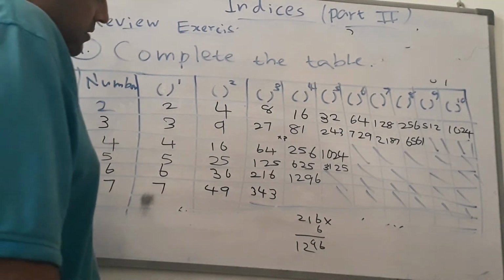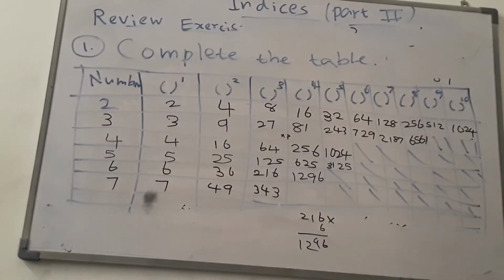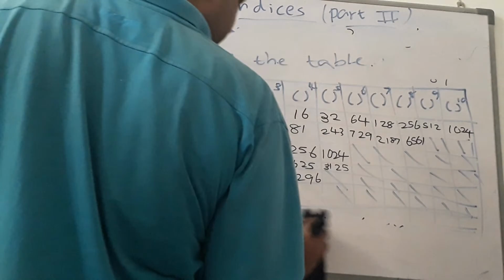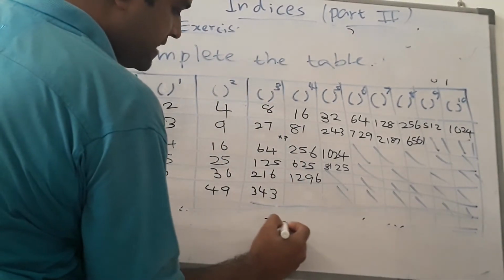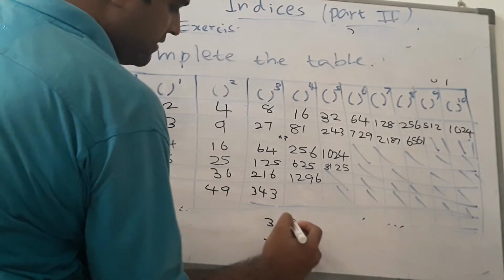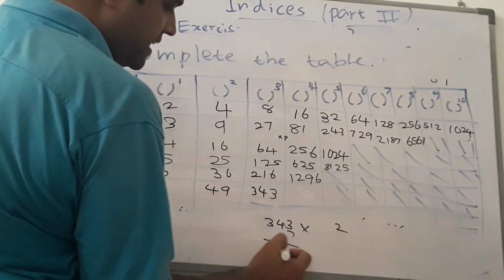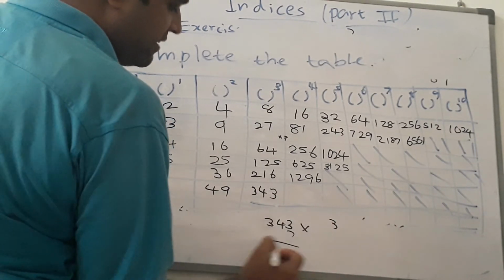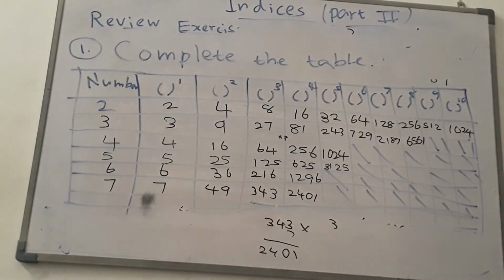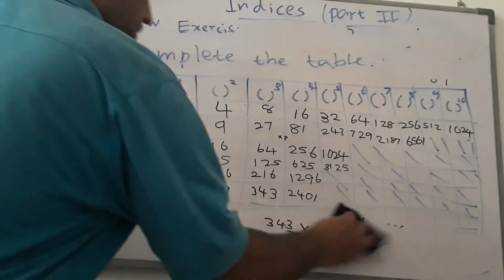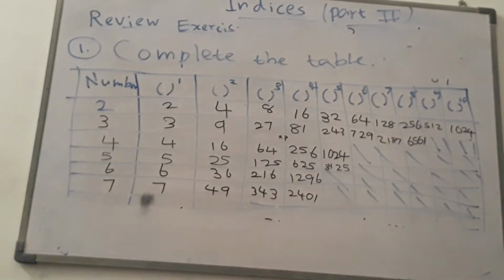And finally 7 to the power 4. To find 7 to the power 4, we have to multiply 343 by 7. 7 times 3, 21, 2 can be carried over. 7 times 4, 28 and 2, 30. 7 times 3, 21 and 3, 24. So it is 2401.